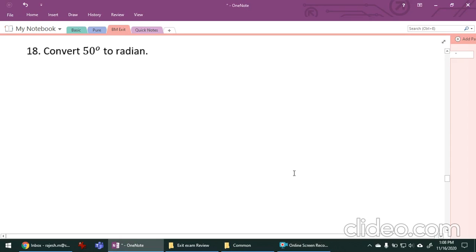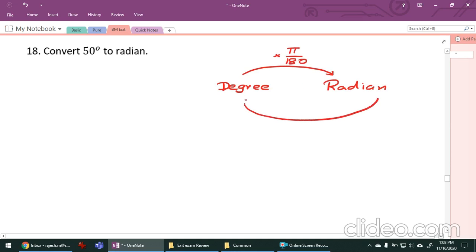Question number 18 is convert 50 degree to radian. So now how to convert degree to radian? If you want to convert from degree to radian, you have to multiply with pi by 180. If you want to convert from radian to degree, then you have to multiply 180 by pi. Okay, here we want to convert from degree to radian. That means we have to use this rule.